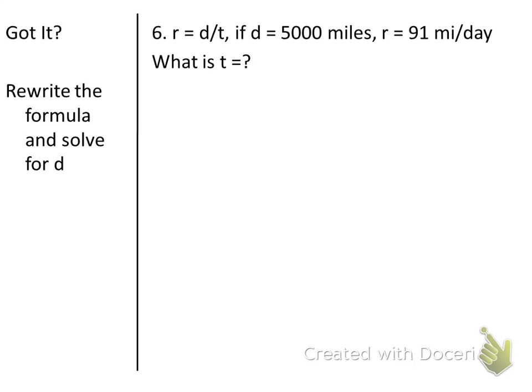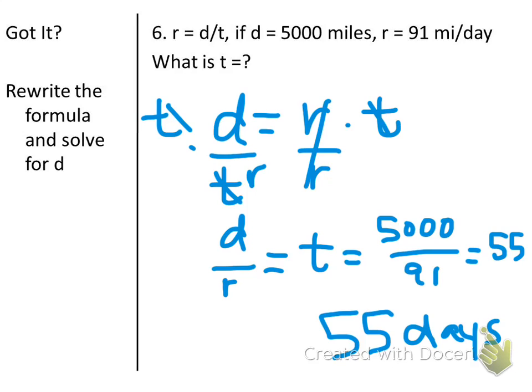Okay, now what I want you to do is try this on your own. I have rate equals D divided by T. If distance is 5,000, rate is 91 miles per day, what is T? Please pause the video. Okay, so you should have written your formula, rewritten it as D divided by R equals T. So 5,000 divided by 91 equals 55. So the distance traveled took 55 days.